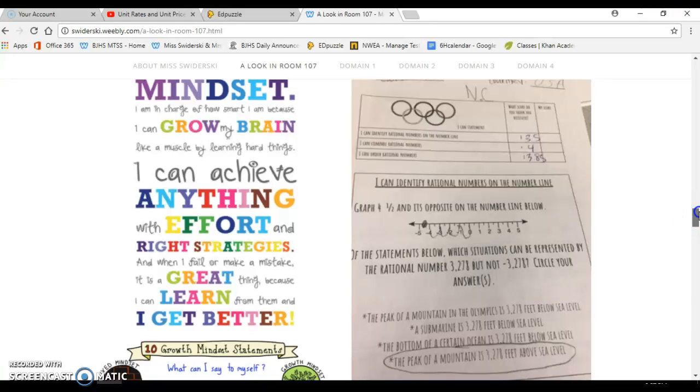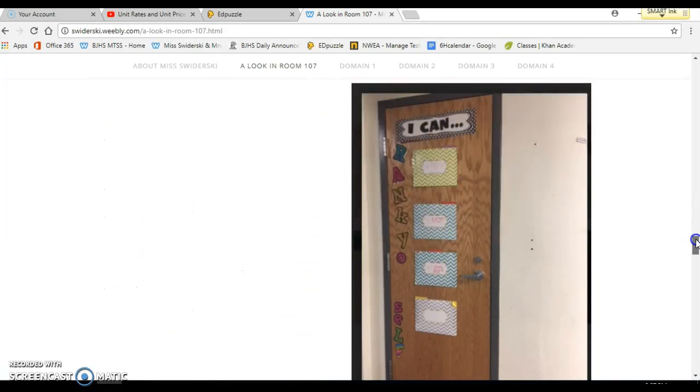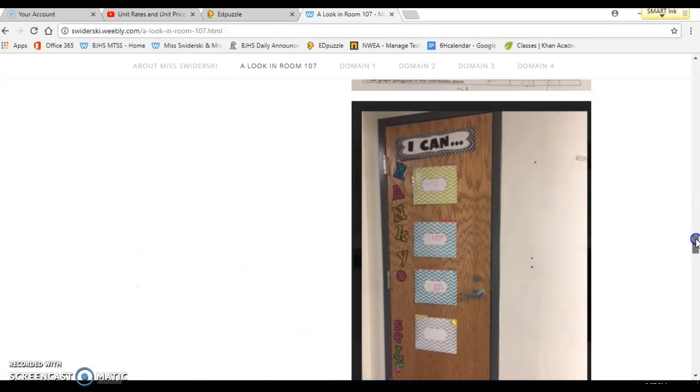So I hope moving forward as we're looking at some of this stuff, you have a clearer vision of what my classroom looks like and what some of the things in my classroom mean to me and the students when it comes to Common Core standards.